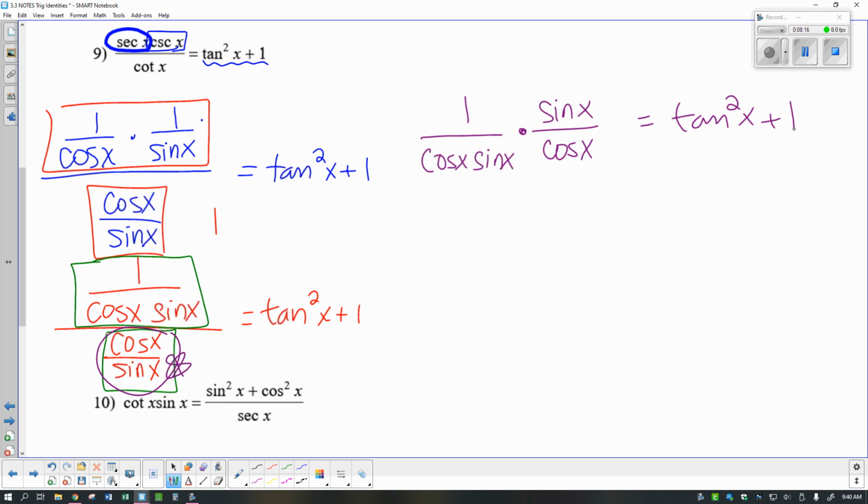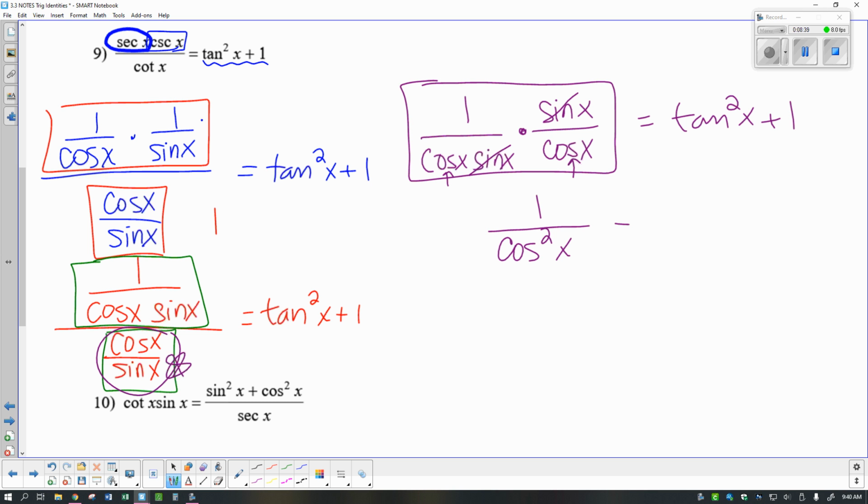So next thing I need to do is look at the left-hand side. On this side, I should be able to cancel out because I'm multiplying the sine x and the sine x. So now I want to put these two fractions together. I'm multiplying. The numerator is 1. I have cosine times cosine in the denominator, which makes cosine squared x equals tangent squared x plus 1.